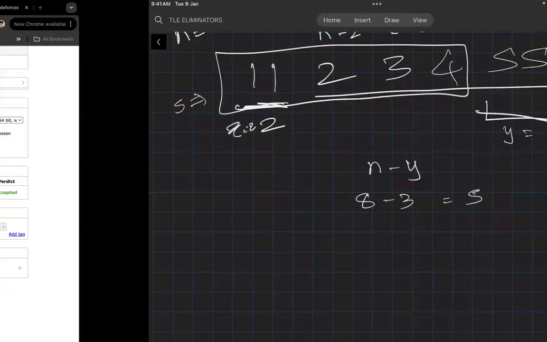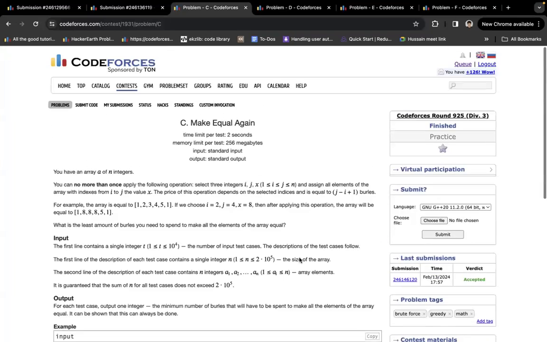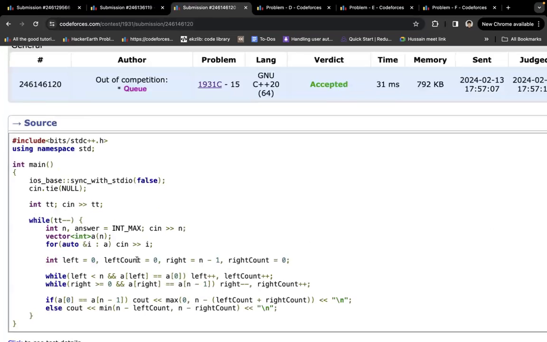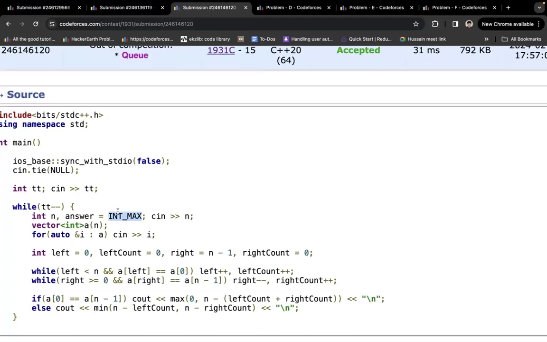Yes. Great. So that is more or less it, right? That is the solution. Answer is int max. I have two iterators, left and right, and left count and right count. While left is smaller than n and a[left] is a0, I do left plus plus and left count plus plus. Basically, left count stores the number of elements equal in the prefix. You could use a for loop as well, but I used a while loop because it just felt cleaner to me.